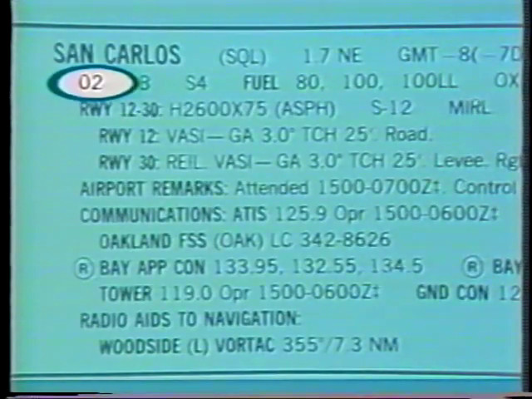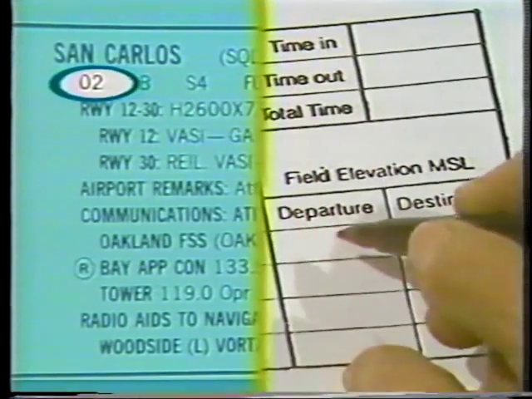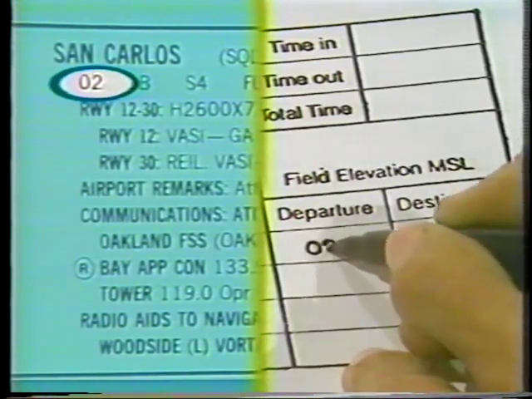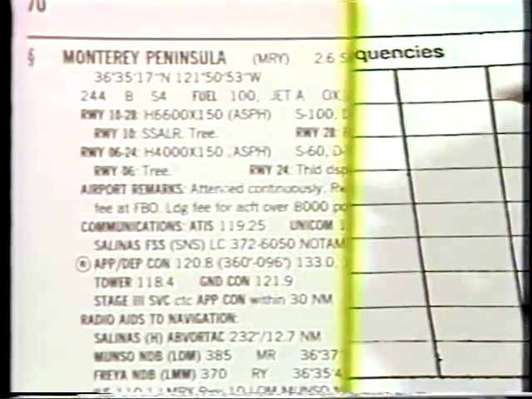While we have the page open to San Carlos, let's check the field elevation listed on the second line and enter that in the flight log. In the next column, we will list Monterey information, so we turn to the Monterey page of the airport facility directory.